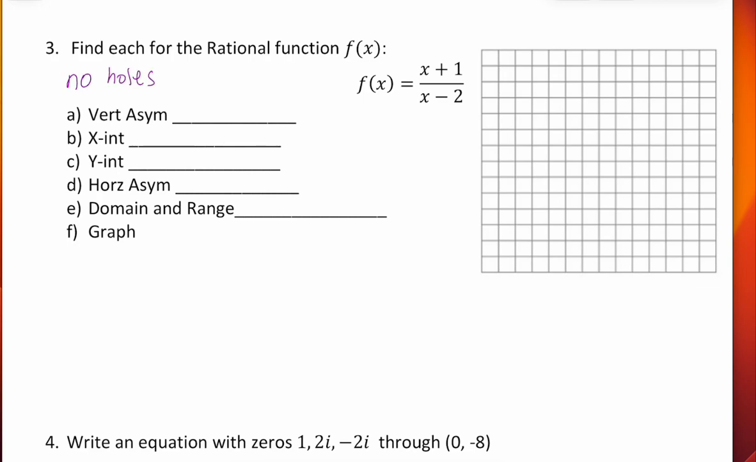So instead, we jump to vertical asymptotes. The vertical asymptote, remember, is where the bottom equals 0. So it's just going to be where x minus 2 equals 0, or at 2. So I would go right to my graph paper, and at positive 2, put that on there so that you don't forget it, okay?